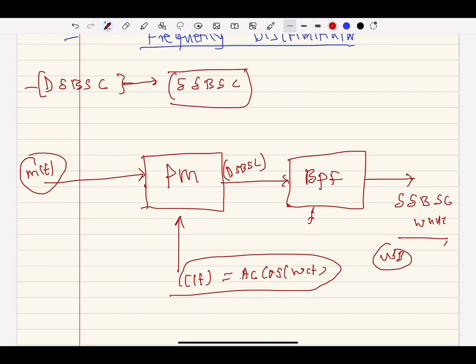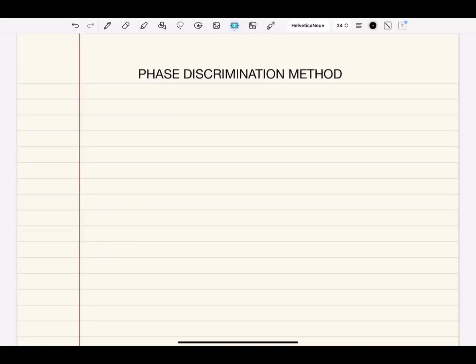So let's look at how you can use the frequency discrimination method to generate a single sideband suppressed carrier wave. For the first discrimination method, we need two product modulators, which is modulator 1 and modulator 2. We use the same local oscillator, which is the source of our carrier signal. And this local oscillator will go directly into one product modulator, but the other product modulator will be phase shifted before we get into the other product modulator.